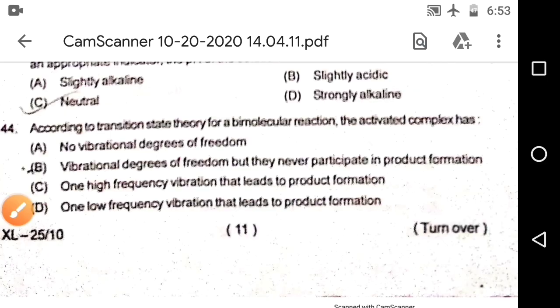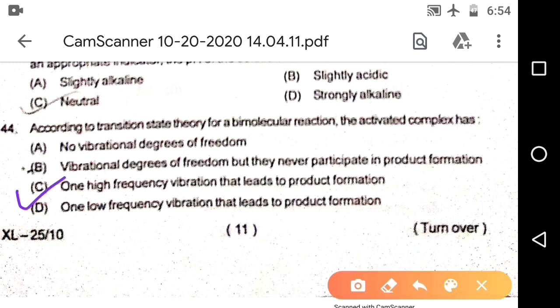Question number 44. According to the transition state theory for a bimolecular reaction, the activated complex has no vibrational degrees of freedom. This is wrong. Vibrational degrees of freedom, but they never participate in product formation. This is also wrong. One high frequency vibration that leads to product formation. This is the right answer. So for question number 44, the right answer is C.